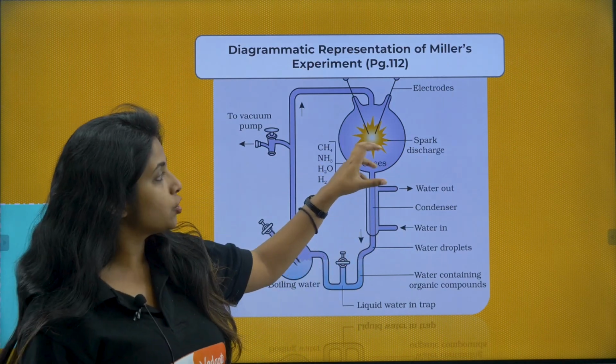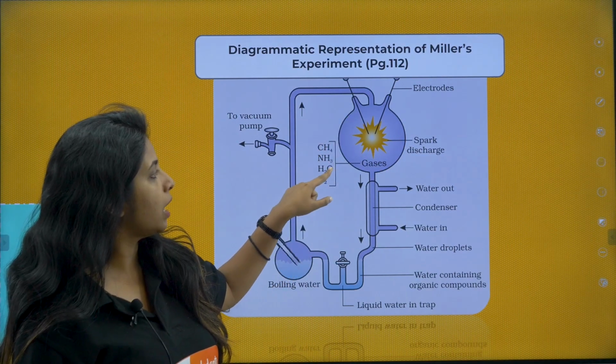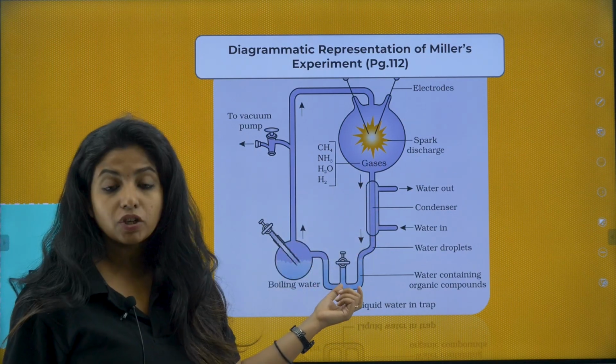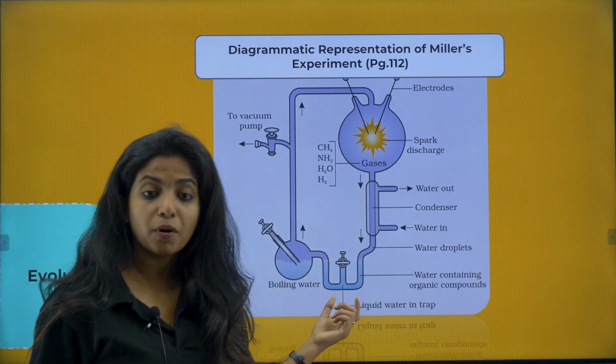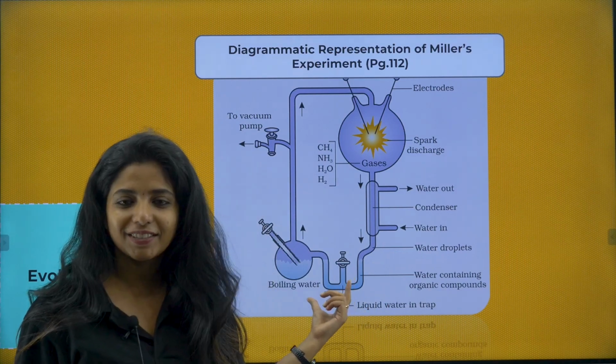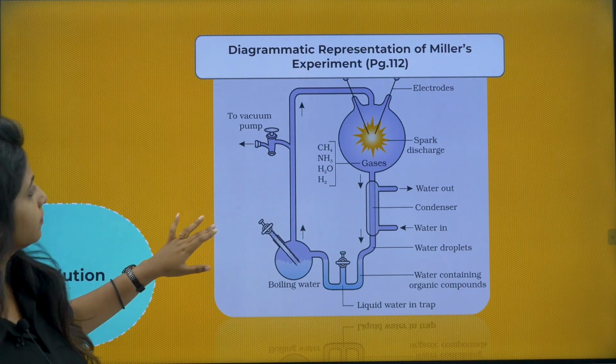Now at this high temperature and also reducing environment, there is no oxygen, there is only CH4, that is methane, ammonia, H2O and hydrogen. In this condition what will happen, my dear children? Certain organic compounds would be formed over here, such as amino acids and stuff like that. Okay, so this is the S.L. Miller experiment. Just go through this picture really well.